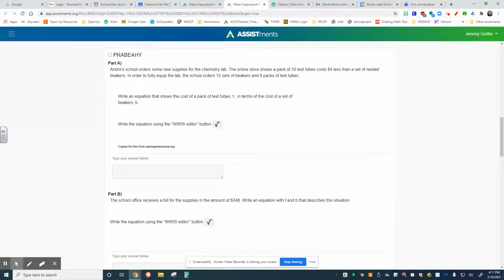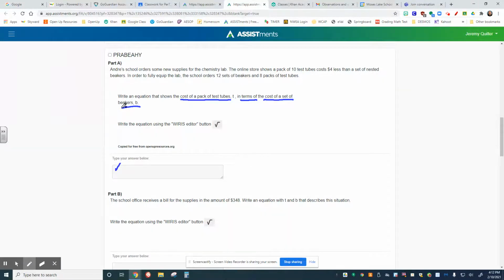So when we're talking about this one, it says write the equation using the editor button. That means that they want you to use the editor button, so you'll actually click on that button to write your equation. You'll find that button inside of your text answer box. But when we're writing an equation, it shows the cost of the pack of test tubes in terms of the cost of the set of beakers, B. We need to be using those variables T and B. If you don't use those, you'll get marked wrong.